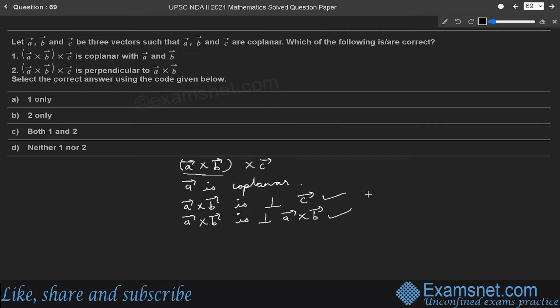So we can see the first statement here. First statement says that A vector cross B vector cross C vector is coplanar with A vector and B vector. Yes, it is coplanar with A vector and B vector, so it is correct. Second statement says that it is perpendicular to A vector cross B vector. See, it is perpendicular to both the values and the one value is given here. So second statement is also correct. So both the statements are correct for this question. Therefore the correct option is option number C, both 1 and 2. See, there was nothing complicated in this question. Only you have to use this basic concept and you will get the required answer.